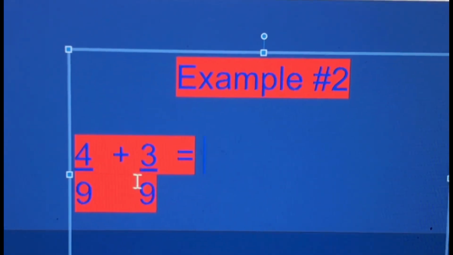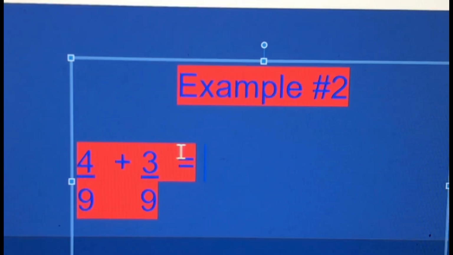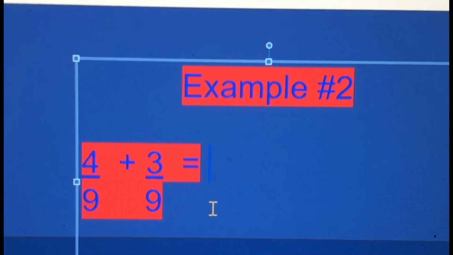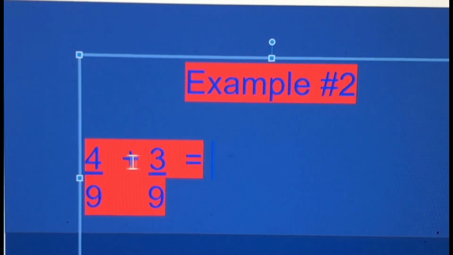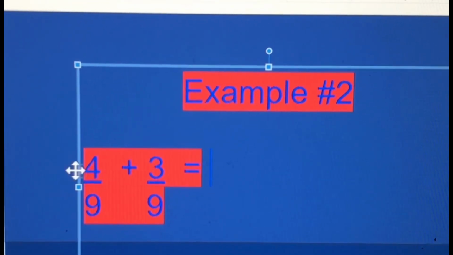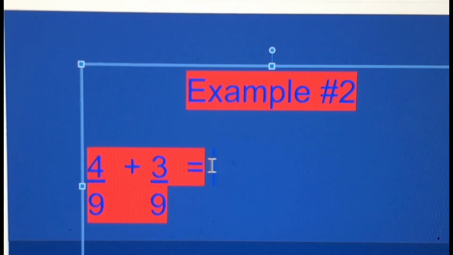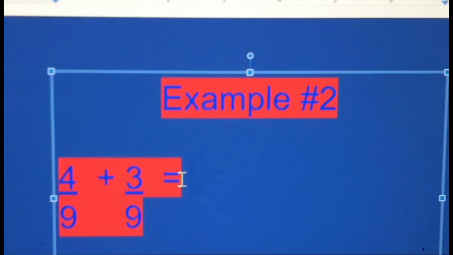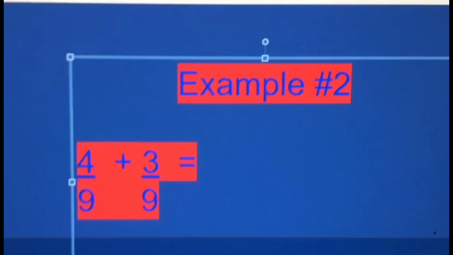So we have 4/9 plus 3/9 here. The fractions are different, but the strategy is exactly the same. So we're going to add the numerators. We're adding the numbers on top just as if it was a one-digit number. 4 plus 3. Most everybody here knows what 4 plus 3 is. 4 plus 3 equals 7.